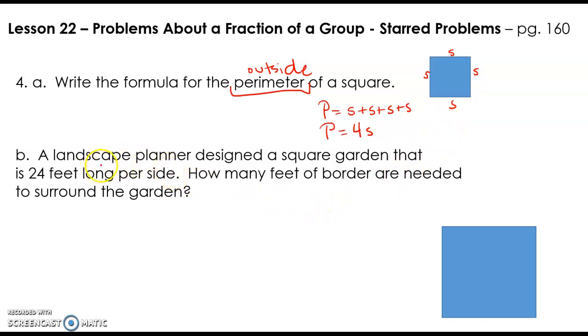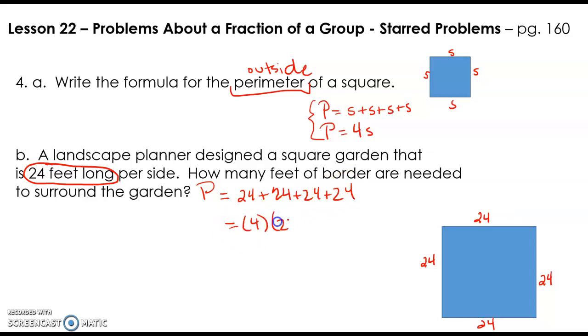B says a landscape planner designed a square garden that is 24 feet long per side. So before I find out what they want me to do, I'm going to go ahead and label this. And I love drawings because they show you exactly what's going on. How many feet of border are needed? So we're looking for perimeter, and they probably want us to use one of these formulas. So I have 24 plus 24 plus 24 plus 24. And this is actually 4 times 24. See, there's no operation there, so that's multiply. And I get 96 feet. There we go.